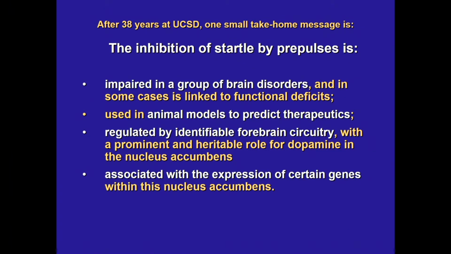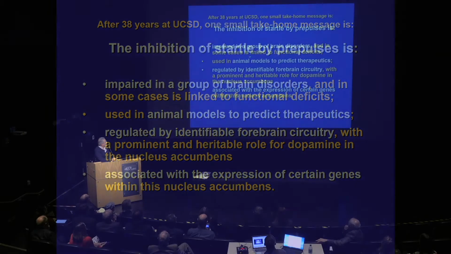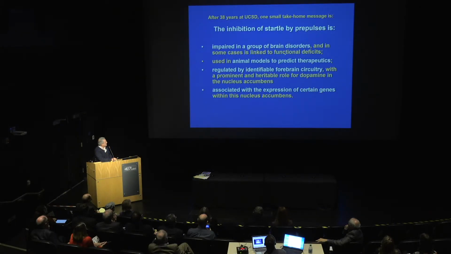So, 38 years later, I can tell you that the inhibition of startle by prepulses is impaired in a group of brain disorders, in some cases linked to functional deficits. We can use it in animal models to predict therapeutics. It's regulated by an identifiable forebrain circuitry with a prominent and heritable role for dopamine within the nucleus accumbens, and it's associated with the expression of certain genes within that nucleus.